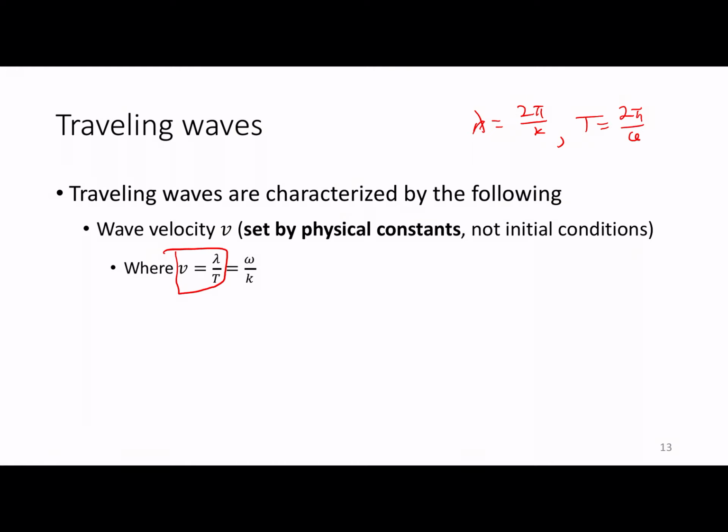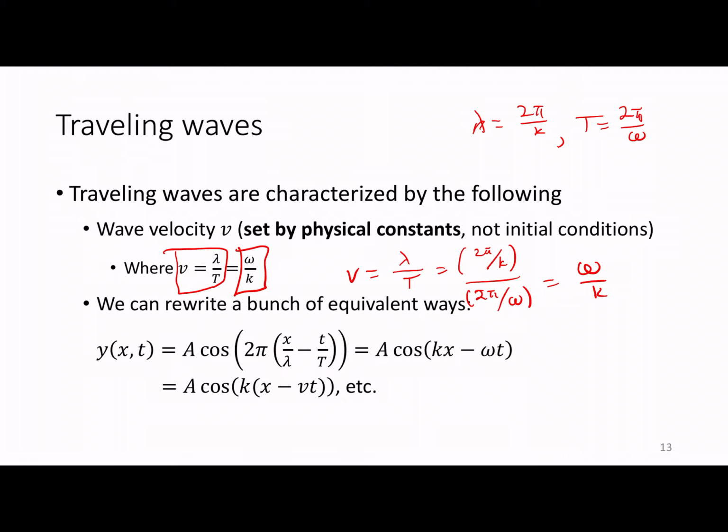pi divided by omega. So if I plug those in, velocity is equal to lambda over T, which is 2 pi divided by k over 2 pi divided by omega. You see that velocity can also be written as omega divided by k. So that's another useful rewriting of the velocity.